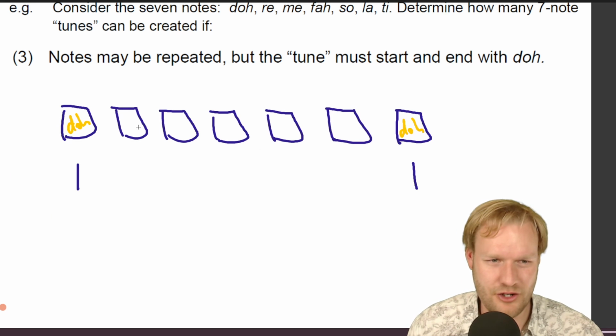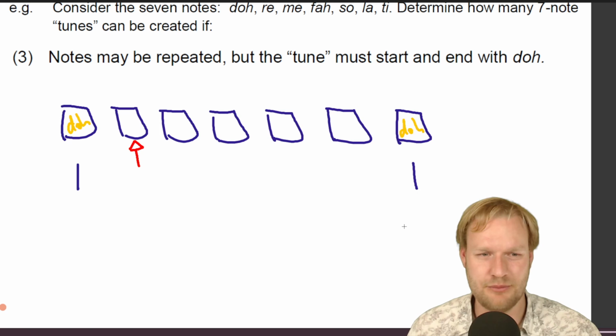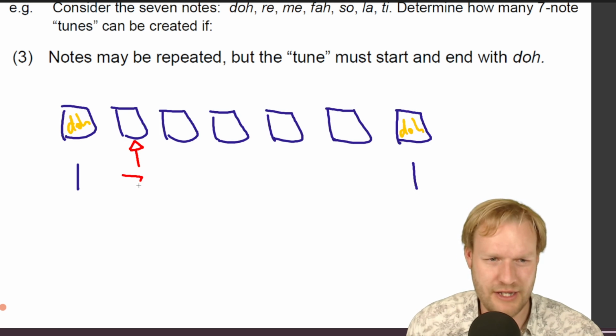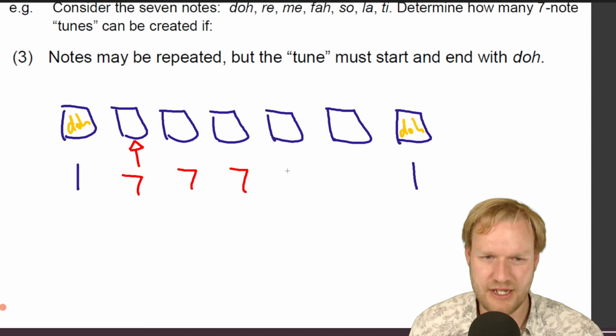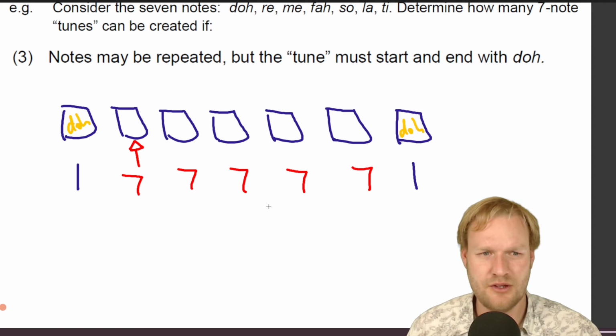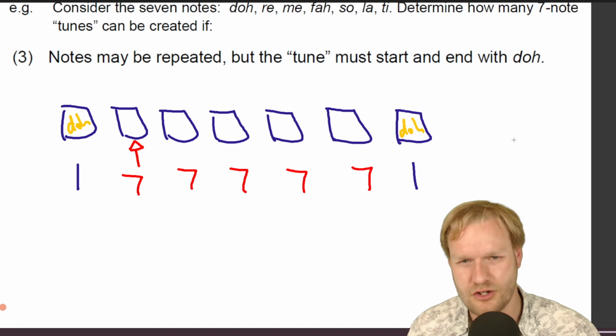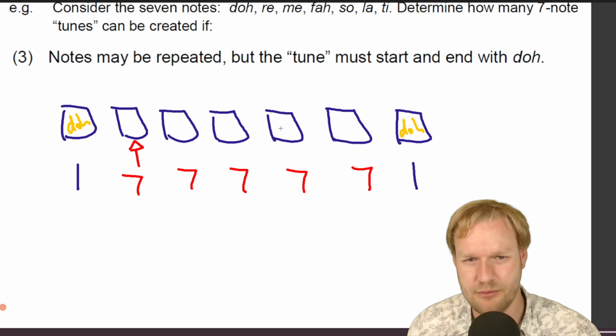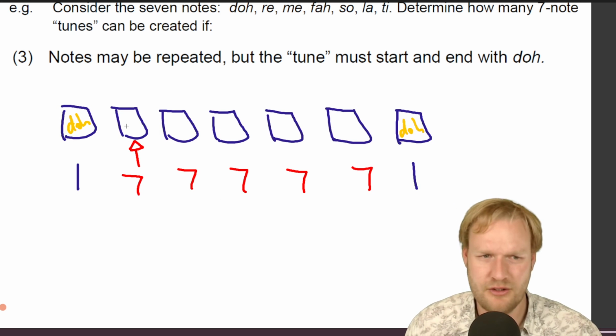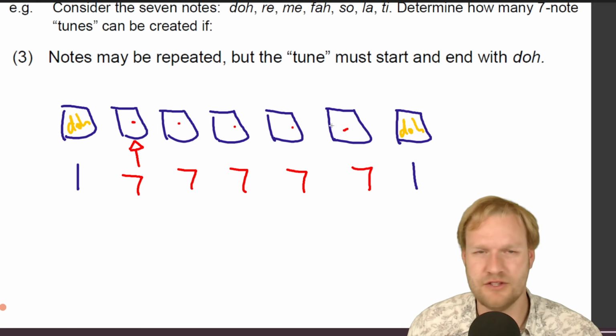So how many different notes could we put in that block over there? Well, any of the 7. Same for any of these. We could put any of the 7, any of the 7, any of the 7. So it could go do, do, do, do, do, do, do. It could go do, re, re, re, mi, fa, do. But in each of these, you could have any of the 7 notes.